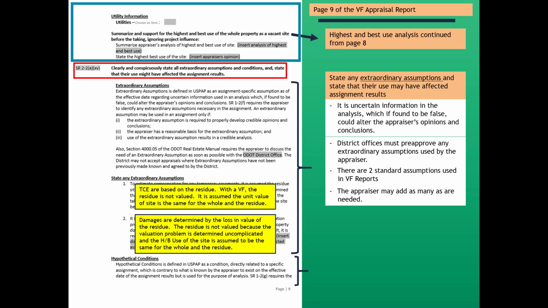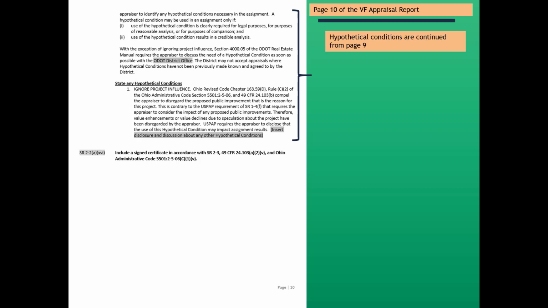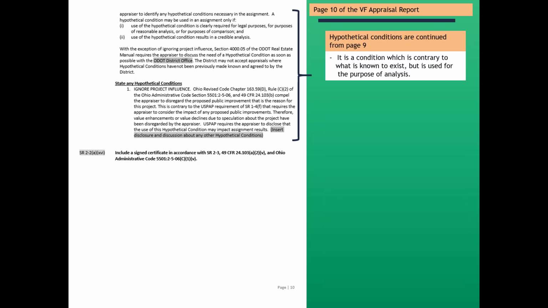The next one we're going to deal with are hypothetical conditions. So we have to state any hypothetical conditions and state that their use may have affected assignment results. So now on to page 10, and the hypothetical conditions continue. And a hypothetical condition, as defined in USPAP, it is a condition which is contrary to what is known to exist but is used for the purpose of analysis.